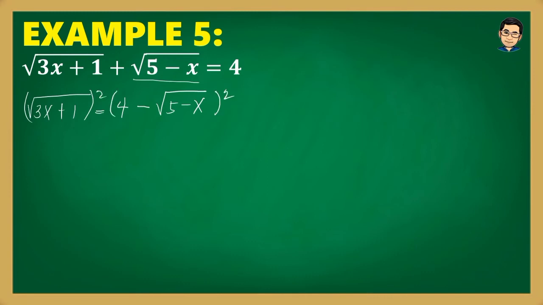So, the square of the square root of 3x plus 1 is just 3x plus 1. And then the quantity 4 minus the square root of 5 minus x, squared, we treat like a binomial. So, square the first term, 16, since 4 times 4 is 16. And then twice the product of the first term, 4, and the last term, negative square root of 5 minus x. And then, square the last term.